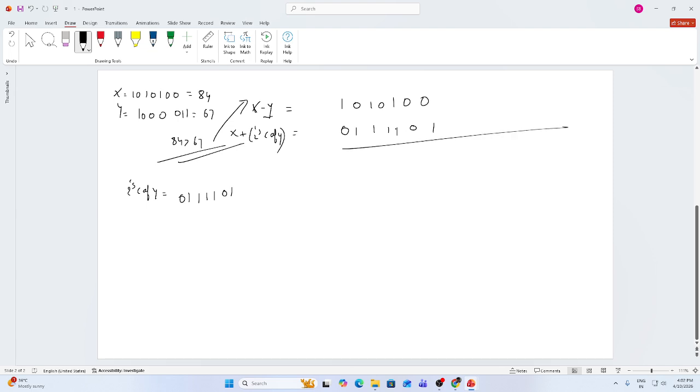Now, instead of subtraction, you perform addition. 0 plus 1 is 1, 0 plus 0 is 0, 1 plus 1 is 0 with carry 1, 1 plus 1 is 0 with carry 1, 1 plus 1 is 1 with carry 1, 1 plus 1 is 0 with carry 1, and 1 plus 0 plus the carry is 0 with carry 1. So finally you get an end carry of 1. If you get an end carry of 1, the interpretation is that x is greater than or equal to y.